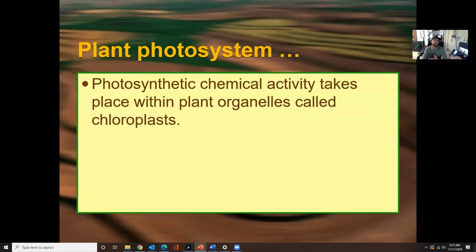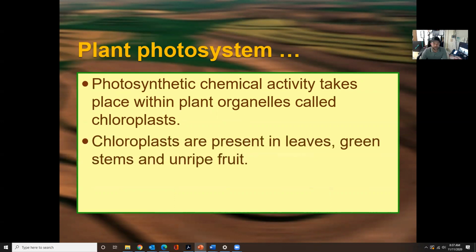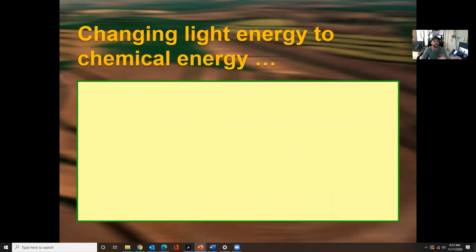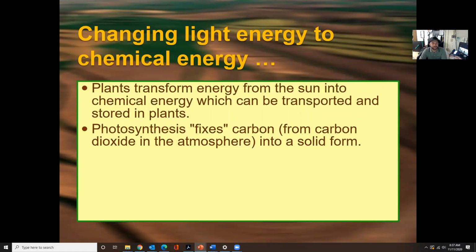So, plant photosystem. Photosynthetic chemical activity takes place in plant organelles called chloroplasts. Chloroplasts are present in leaves, green stems, and unripe fruit. Photosynthesis can only take place when chlorophyll is present in the chloroplast. So, changing light energy to chemical energy. Plants transform energy from the sun into chemical energy, which can be transported and stored in plants.